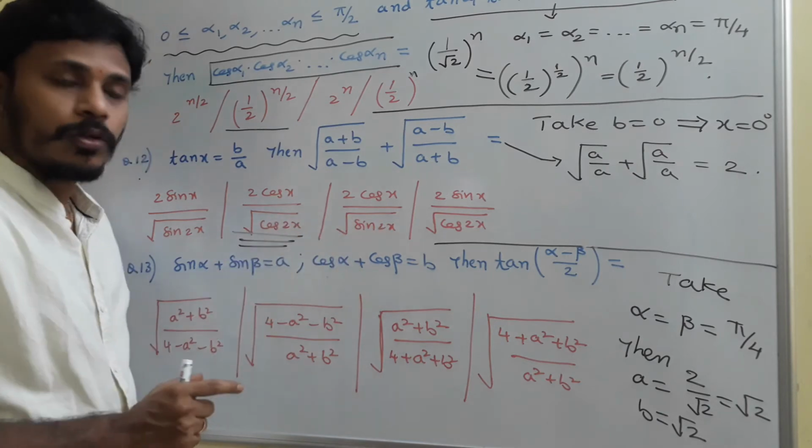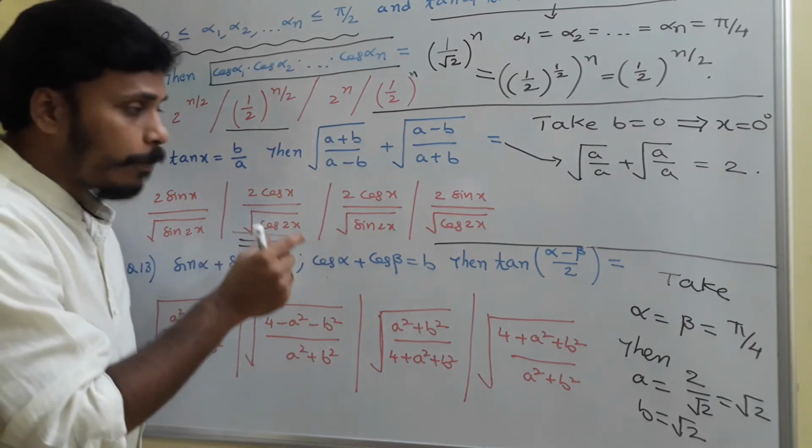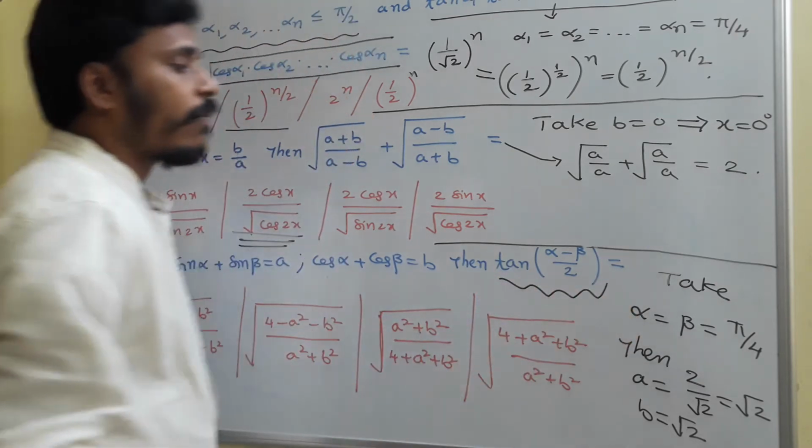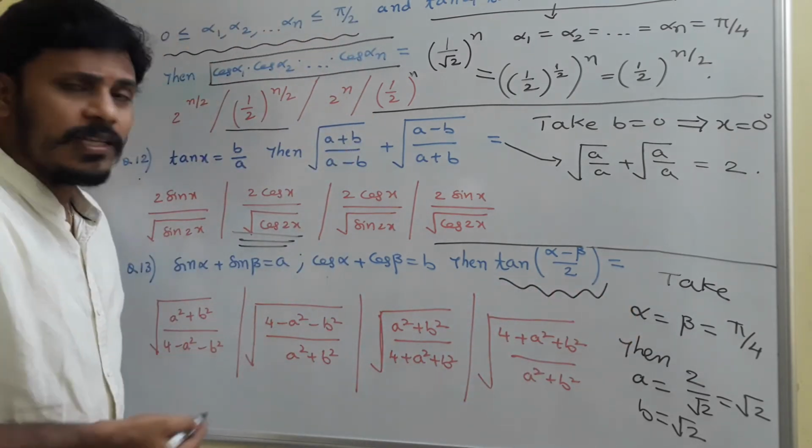b is also root 2. So this a is root 2, b is root 2. Then what do you say about tan of alpha minus beta? This particular value we need to find. See, it is very easy, I think so.